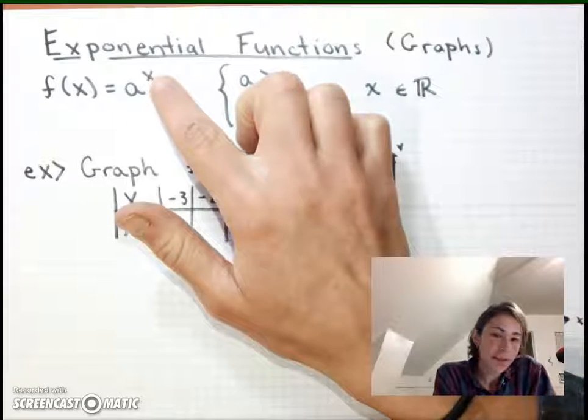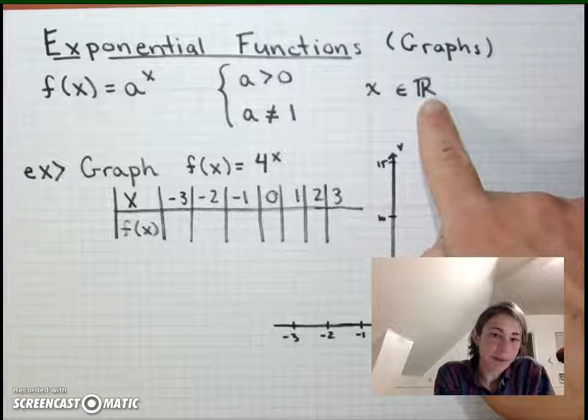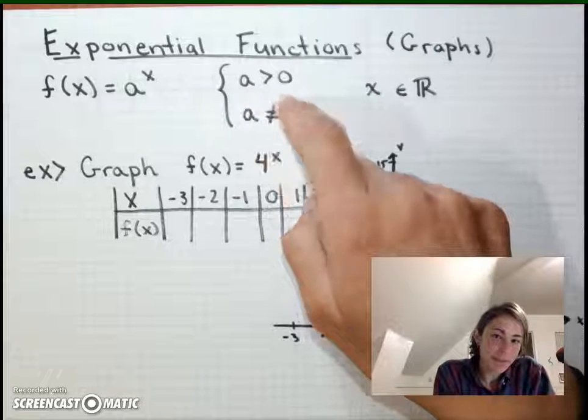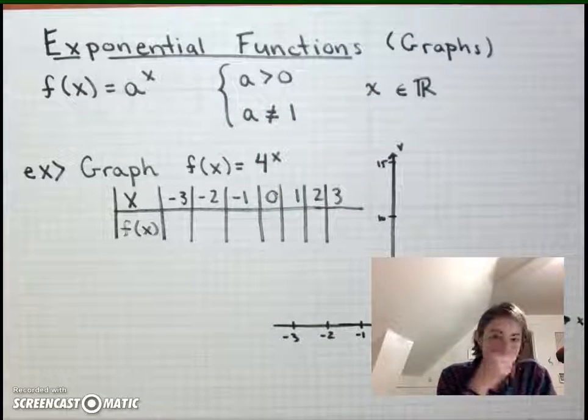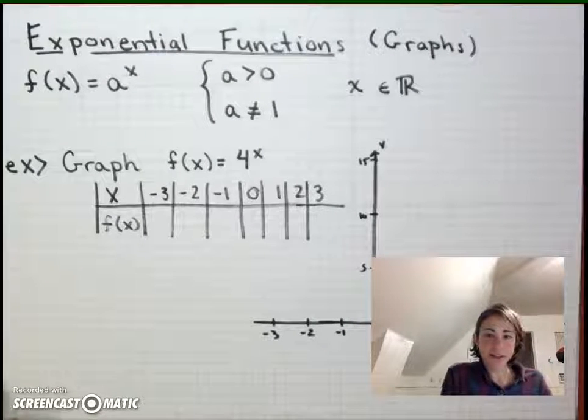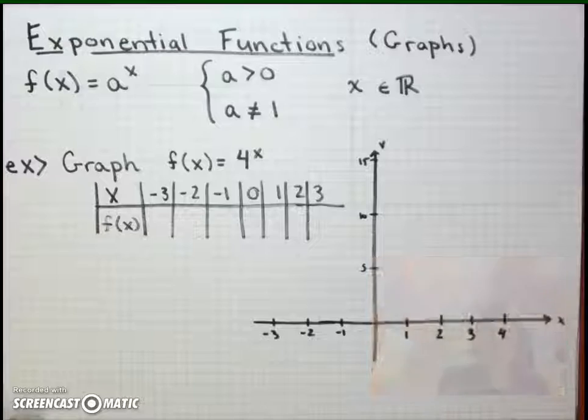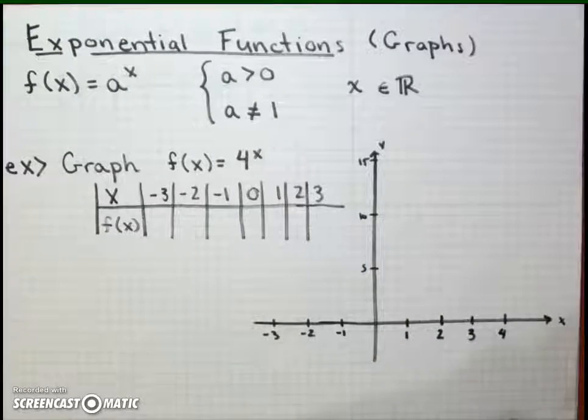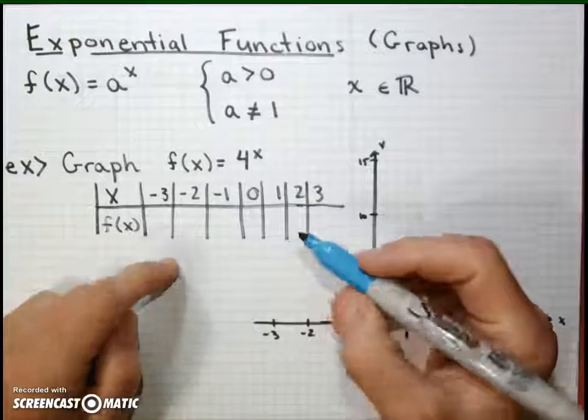So we can plug in anything we want for x. X is any real number. The base is bigger than 0 and it's not equal to 1. So let's say we want to graph the function f of x equals 4 to the x. We can do this by making our usual function table.